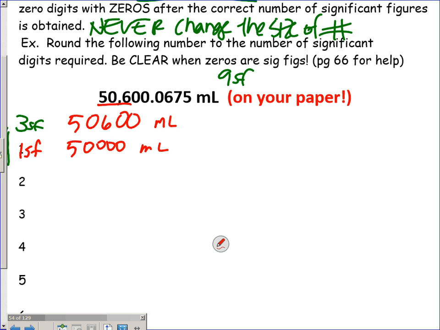Let's round to 2 sig figs. What are the first 2 numbers I record? So right now we're saying 5 and 0, because we're reading a 5 and 0 right here. But what's the next number after the 0? A 6. Generally when we're rounding, we have to consider the next number, right? Does that 6 influence that 0?